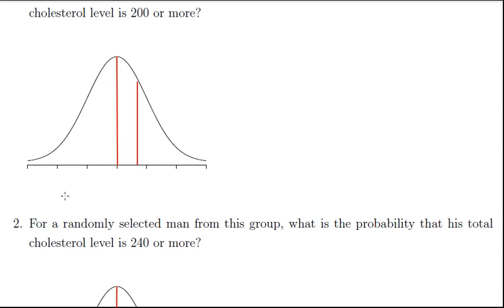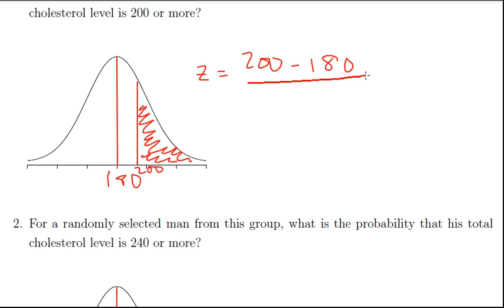Okay, so I have my picture here. I have 180 in the center. Here's 200. So 200 or more is going to be this area right here. I want to get a z-score for that. So I take 200 minus 180 divided by 36.2. And that's going to be equal to 0.55.